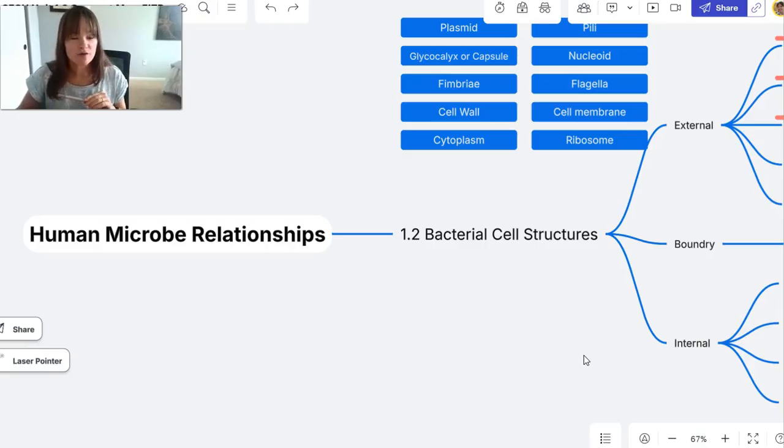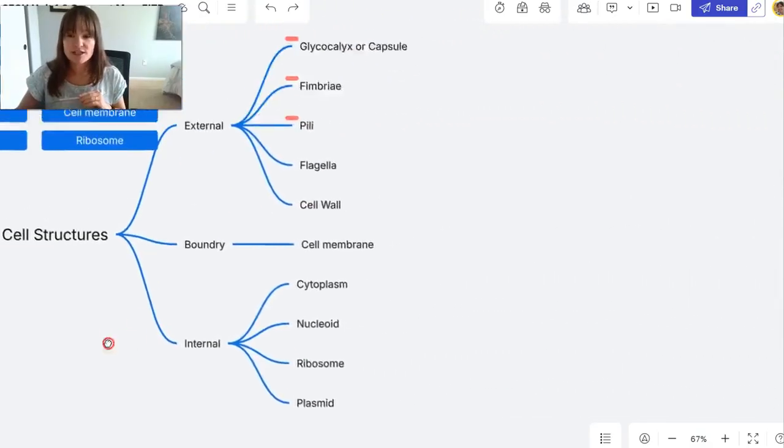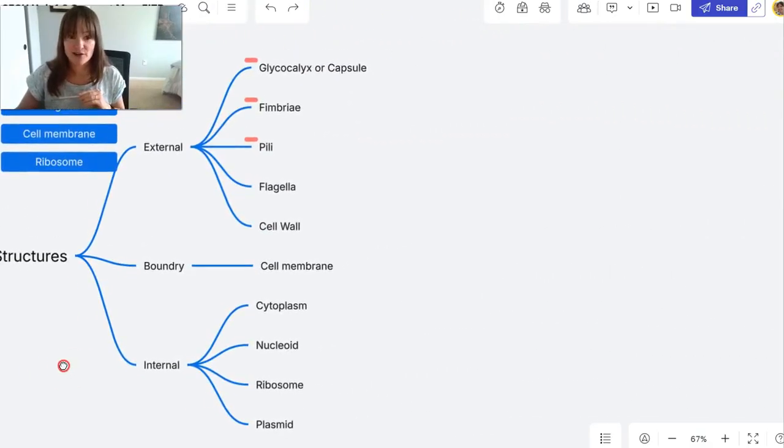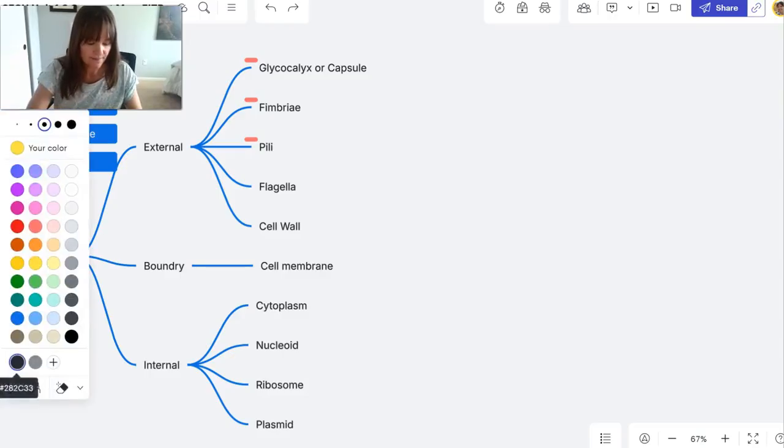So our goal for this unit is to learn about the human microbe relationships, and the second activity that I had you do was learn about the structures of the bacteria. In this video, we're going to draw the bacteria together, getting lots of different types of learning and your neuron pathways going.